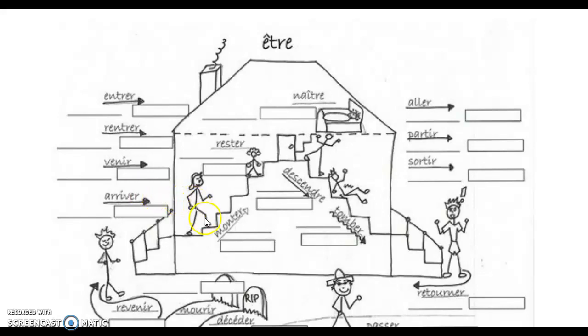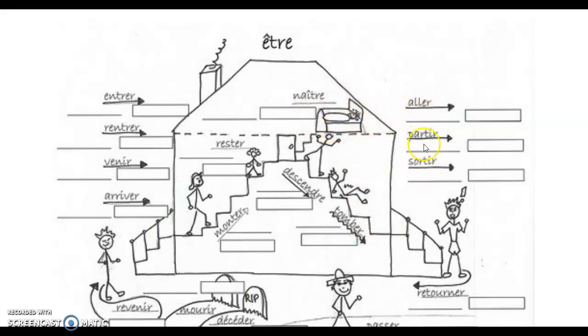Once you're in the house, you can monter, which is to go up. Rester is a false friend. It doesn't mean to rest, it means to stay. So you're staying in the house. You have descendre, which is to go down. Tomber, which is to fall down. Naître is a verb we haven't seen at all, and it's an irregular one. You just need to know that it's to be born.